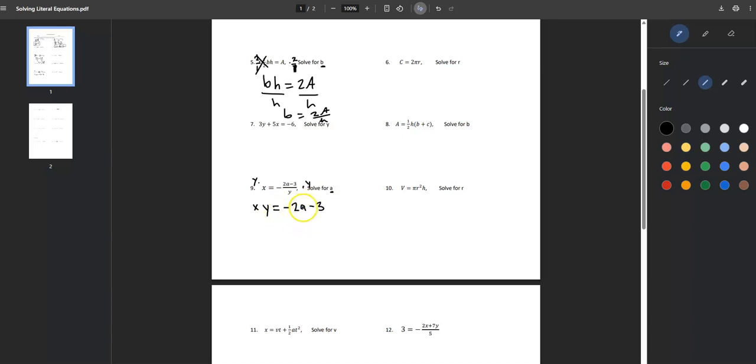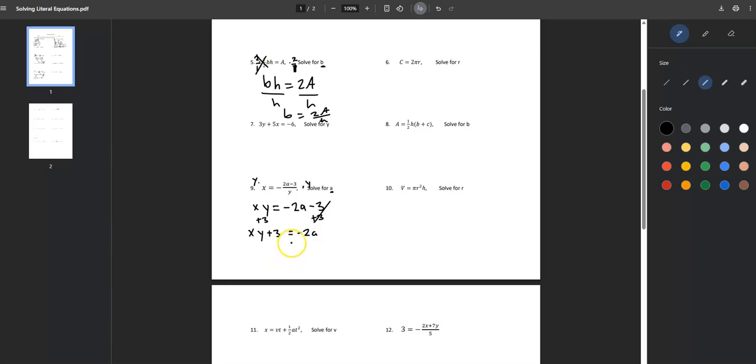So I'm trying to get the a by itself. I've got to do the opposite operation. There's no other a, so I don't have to combine it with anything. So I'm going to add 3, and then add 3 to this side. Those cannot combine because they're not like terms, so this will just be xy plus 3. I just leave it just like that. And then that equals 2a.